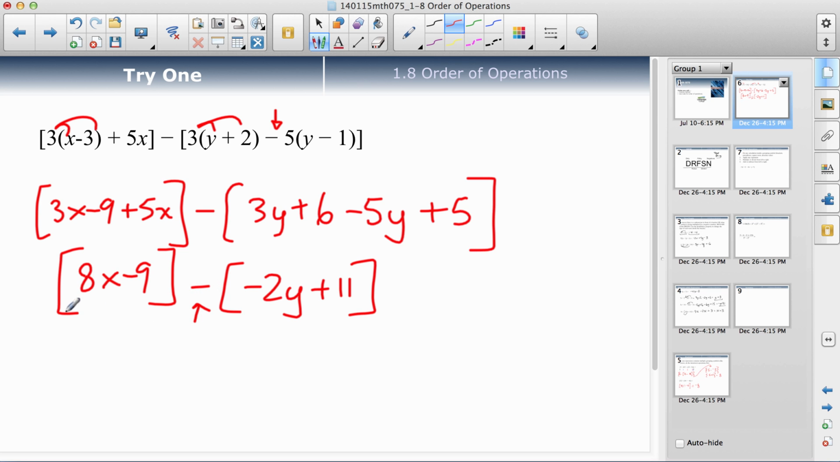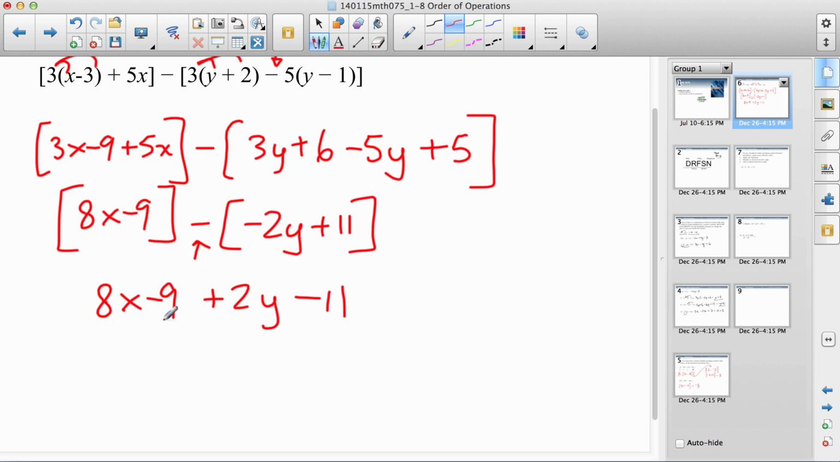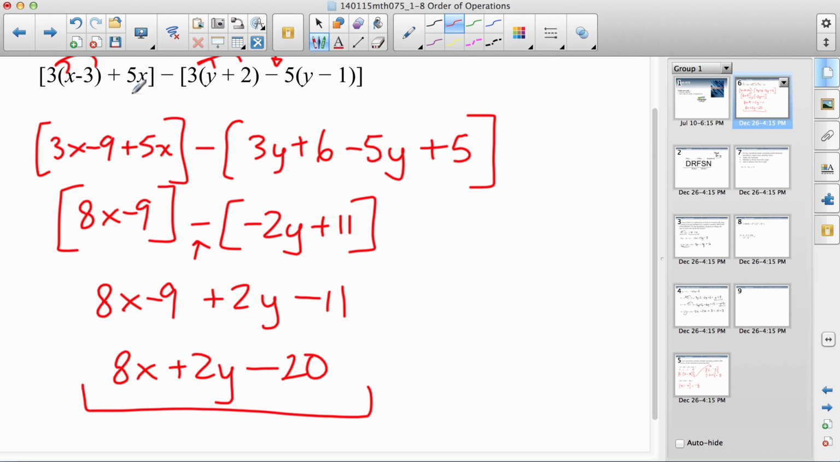So I'll drop the brackets of the first because I've done everything I can within them. But then this minus sign gets applied to both terms inside that bracket. So it'll turn out to be a positive 2y and a negative 11. Now I take a look to see if I can simplify any more. 8x and 2y, can't do anything with that. They're not the same. But minus 9 minus 11, I can do that. I'm in the hole 9, I lose another 11, so I'm down 20. So that would be my answer, or simplification, to that expression there.